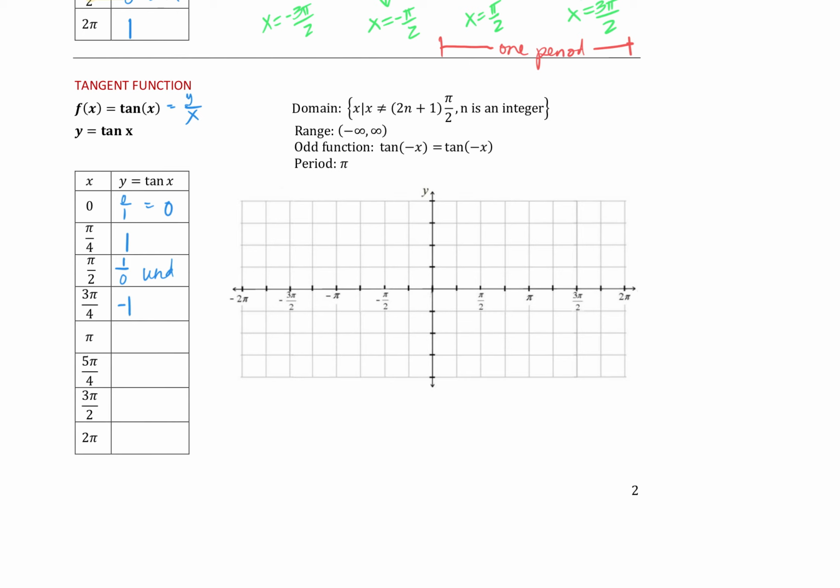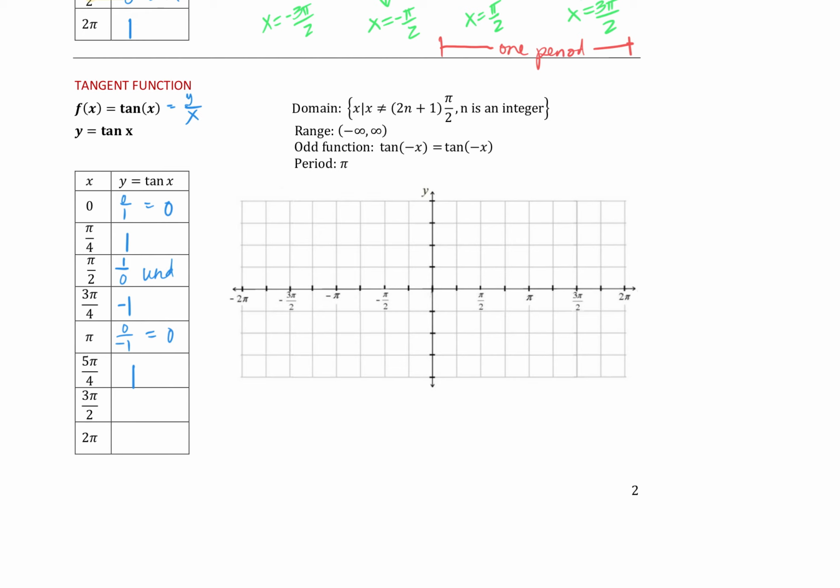And then at pi, the x value is negative 1, the y value is 0. So 0 over negative 1 is going to give us 0, not undefined. At 5 pi over 4, we're in quadrant 3. Tangent is positive because sine and cosine are both negative. So it's sine over cosine. They're both square root 2 over 2, both negative, so it'll reduce to a positive 1.